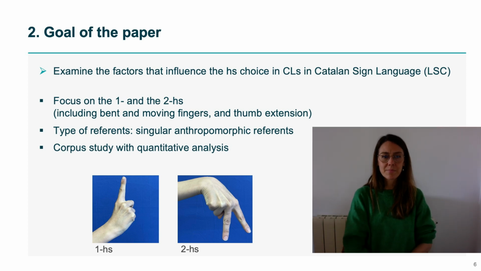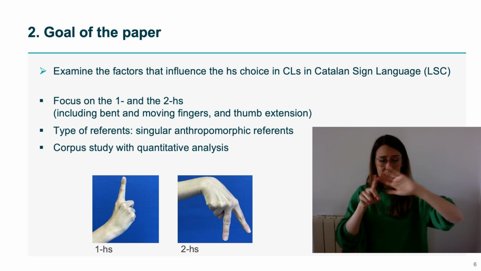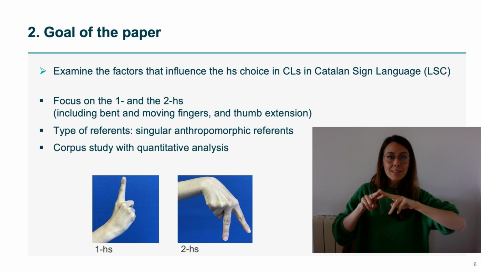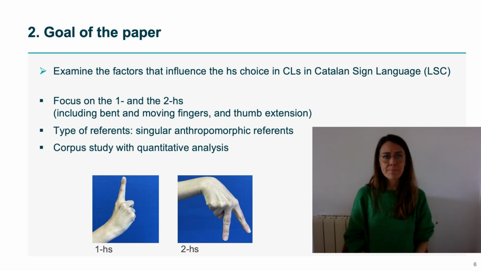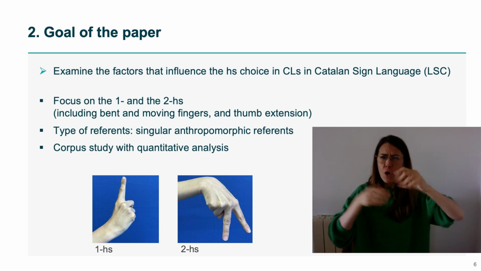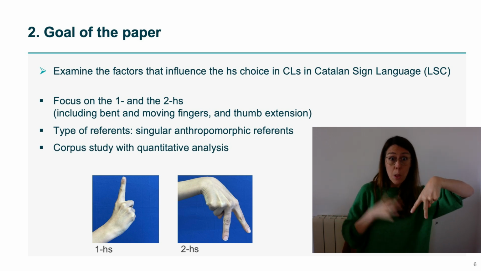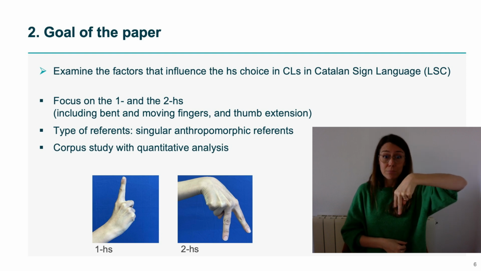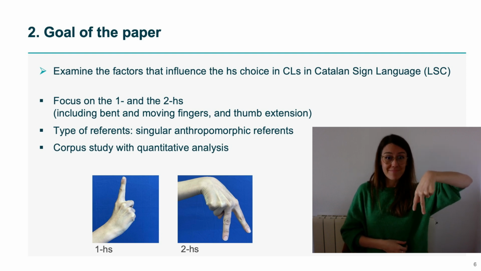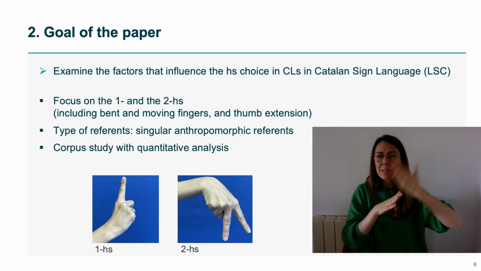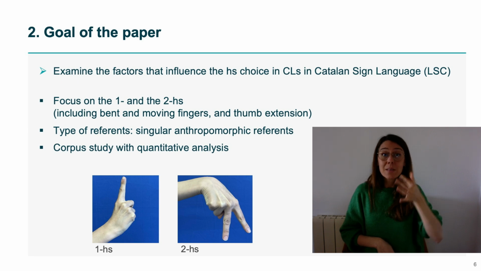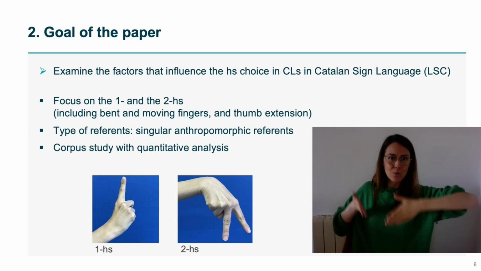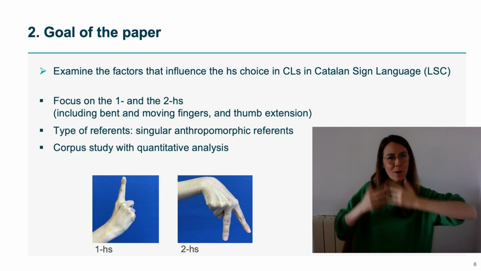So the goal of this paper is to examine the factors that influence the handshape choice in classifier constructions in Catalan Sign Language. And we're only going to focus on the study of the one and the two handshape, including variants with bent and moving fingers and thumb extension. The type of reference we're going to analyze are only singular anthropomorphic reference, and this will be done through a corpus study with quantitative analysis.